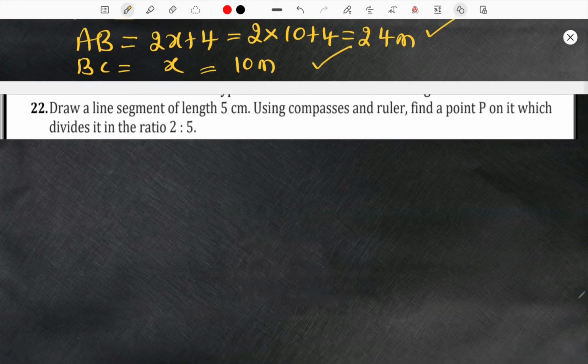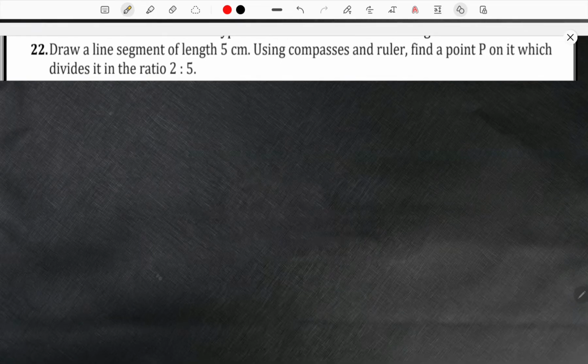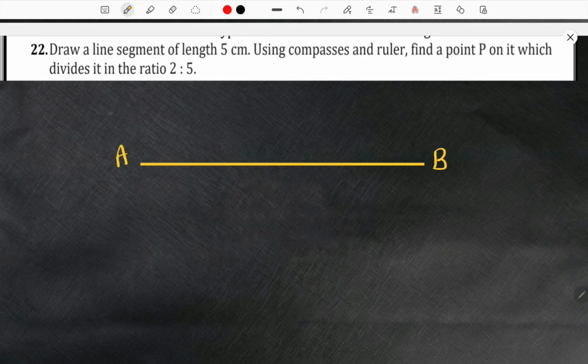First of all, you have to take a line segment of length 5 centimeter, right? So take a line segment like this, which is having 5 centimeter length. Let us name it as AB. It is having 5 centimeter length.